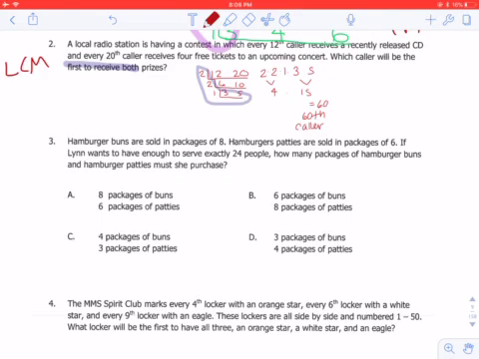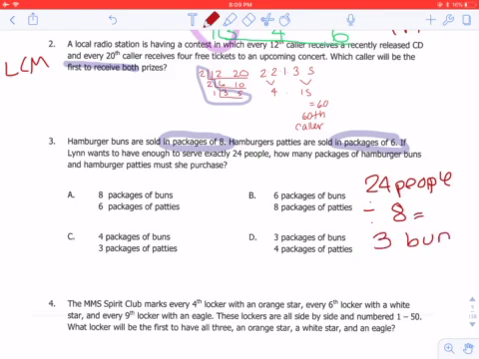If I need to serve 24 people, and the buns are in packages of 8, patties are in packages of 6, all we have to do is divide. So 24 people divided by packages of 8, this is for the buns, means I need 3 packages of buns.